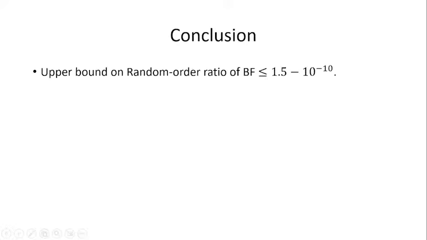So to conclude, we show that the upper bound on the random order ratio of best fit is strictly less than 1.5. And it's important to note that the lower bound has been improved. Kenyon gave a lower bound of 1.08, but it has been improved recently by Epstein and Levin to 1.16, and the conjectured ratio was around 1.15. So maybe there is not much on the lower bound front to be done.